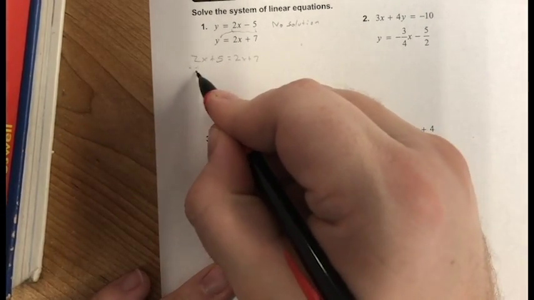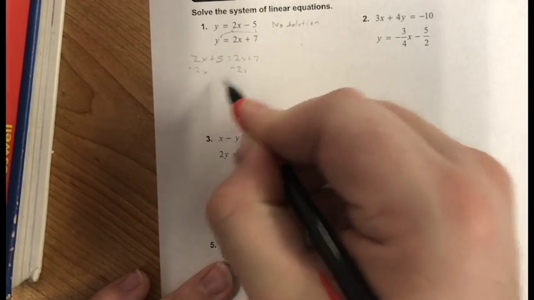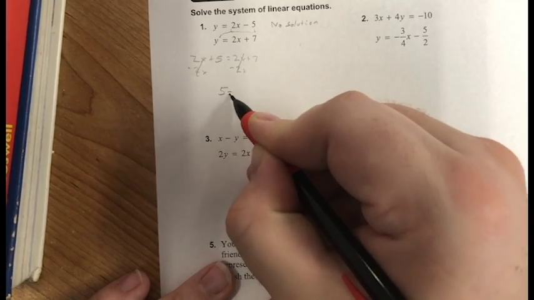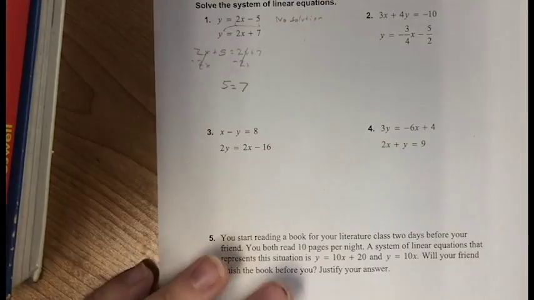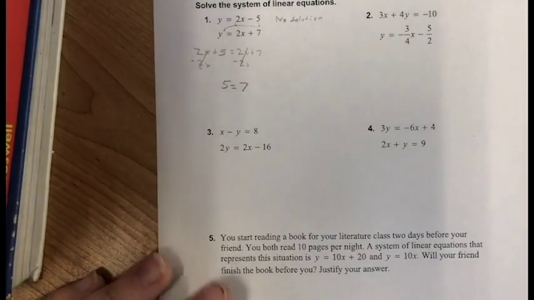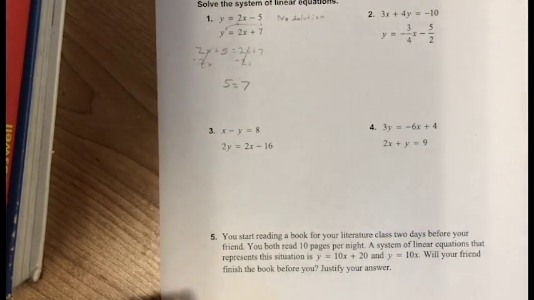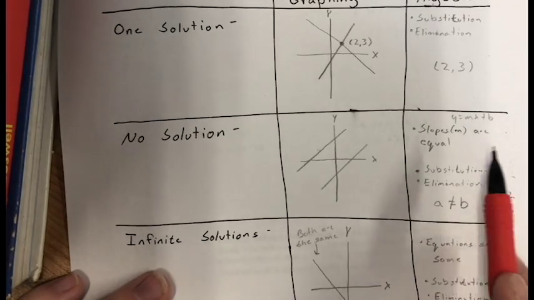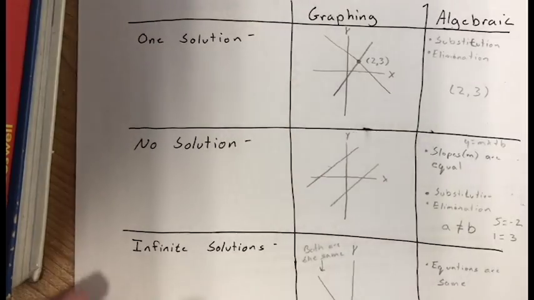So I can subtract 2x from both sides. And that cancels out, and that gives me 5 is equal to 7. Wait a minute, that doesn't make sense. How can 5 equal 7? You're exactly right, which goes back to what I said before. This didn't make sense. So that means there is no solution.